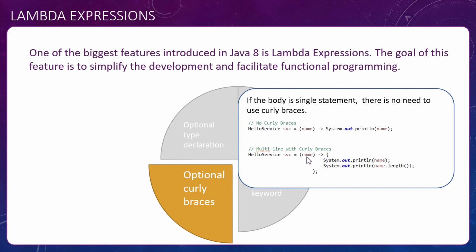The parameter, the arrow, and then curly braces. And if you have the curly braces, each line should have its own semicolon also. So you can type multiple lines already for the body. And then closing curly braces and semicolon. So as you can see here, one line or multi-line is also possible for this lambda expression.